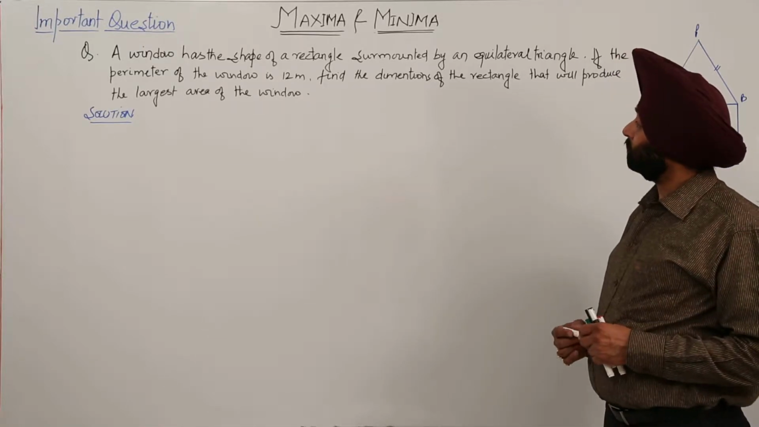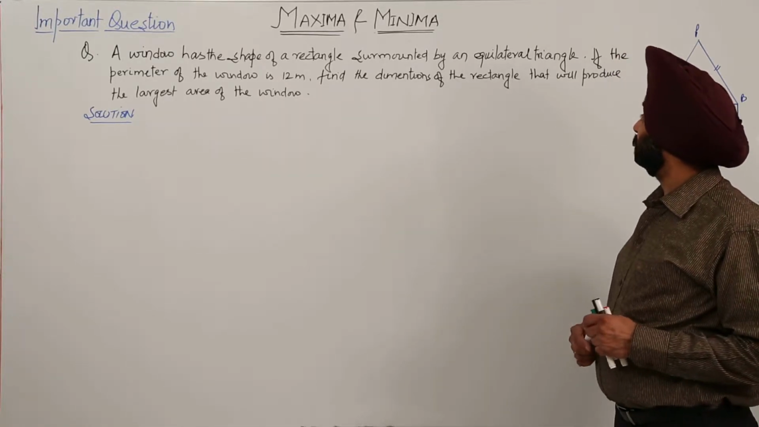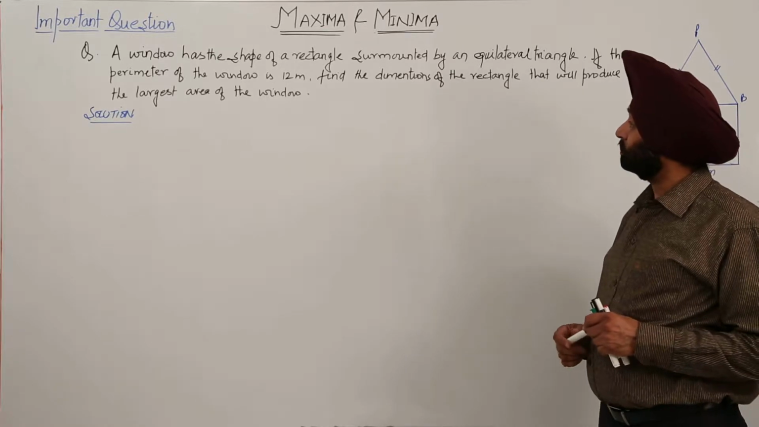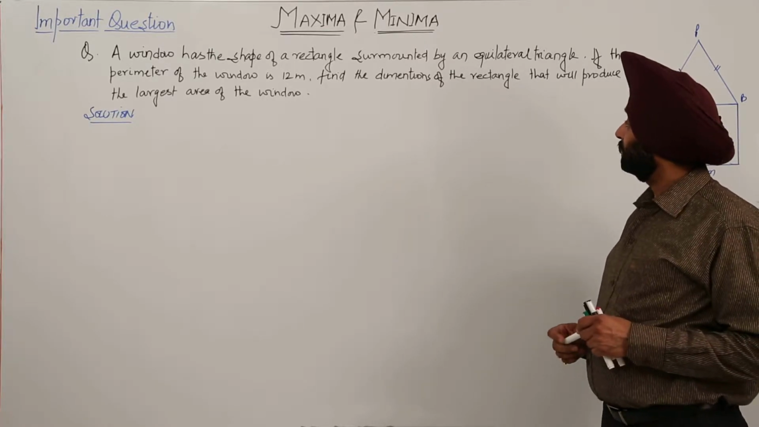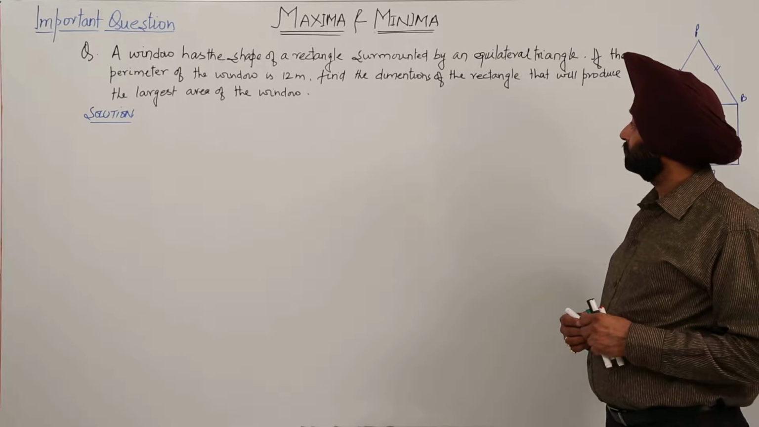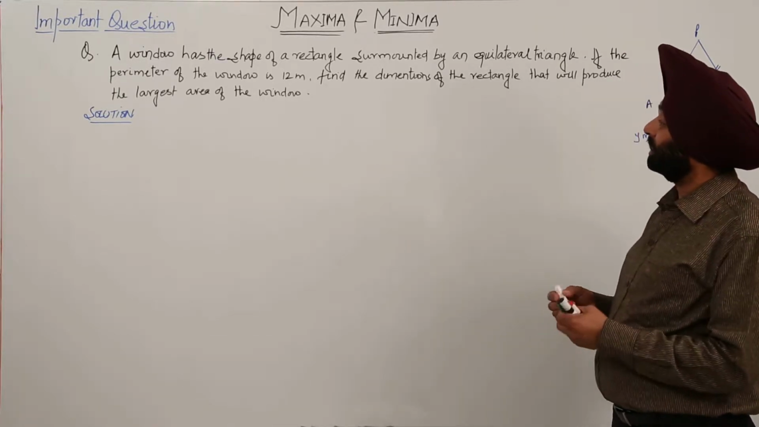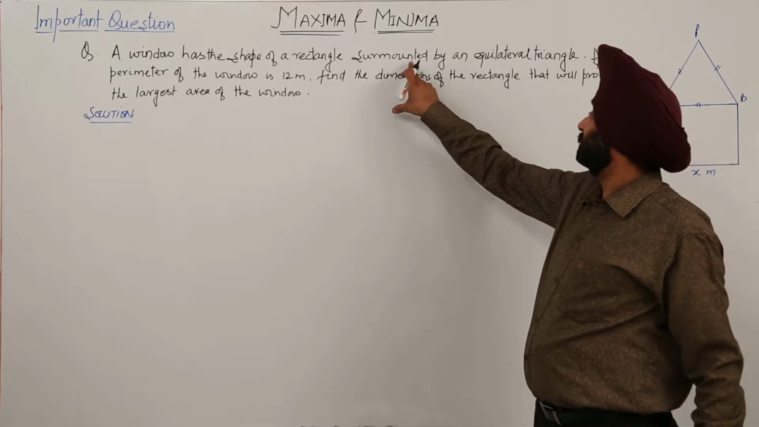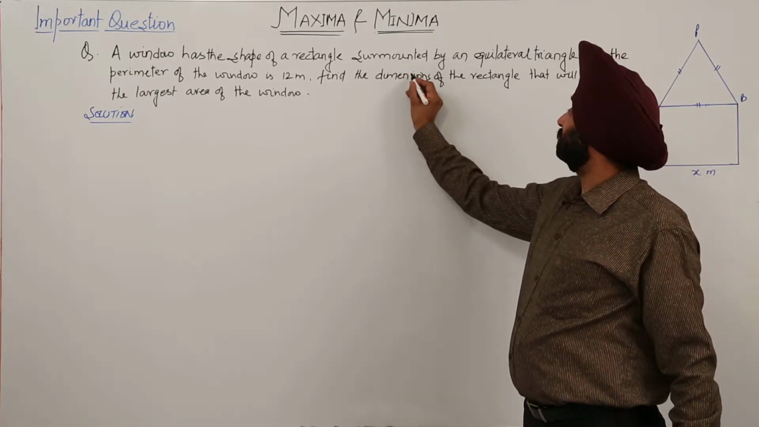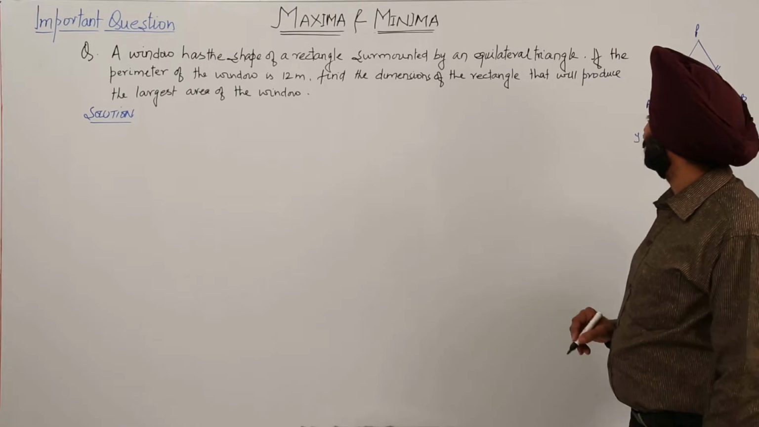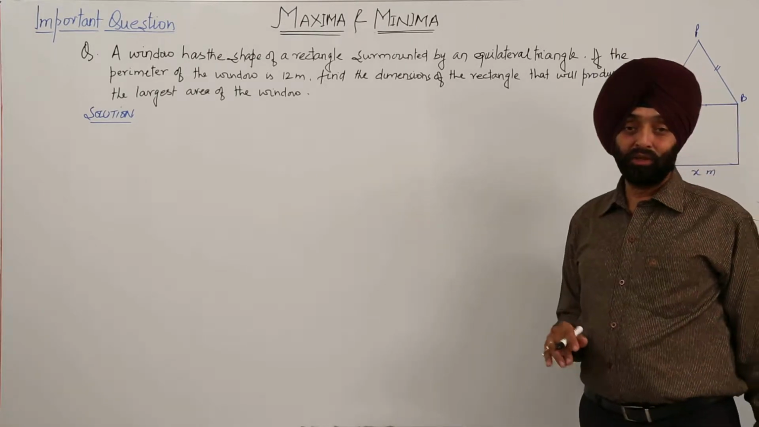A window has the shape of a rectangle surmounted by an equilateral triangle. If the perimeter of the window is 12 meters, find the dimensions of the rectangle that will produce the largest area of the window.